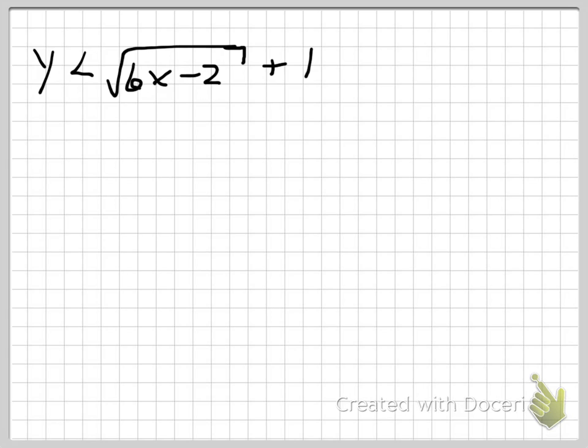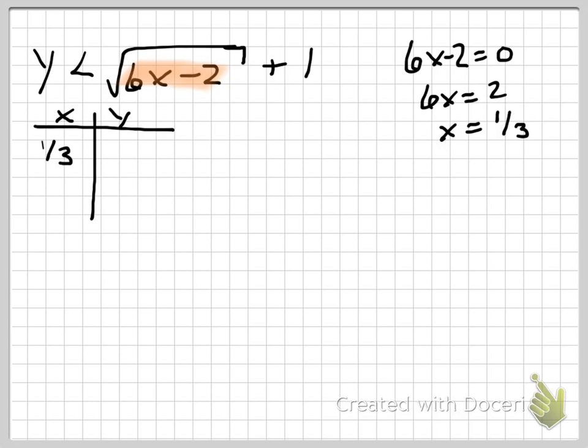To get started on this one, I'm going to set the inside of the root equal to 0. What's different about this one is there's a 1 on the outside, which is going to change several things about this. Notice I did not bring the 1 over when I was setting it equal to 0. The only thing you set equal to 0 is the innards of the root. You did not bring the 1 with you for that part. Okay? So setting 6x minus 2 equal to 0, I get an x value of 1/3. So that's my first x.